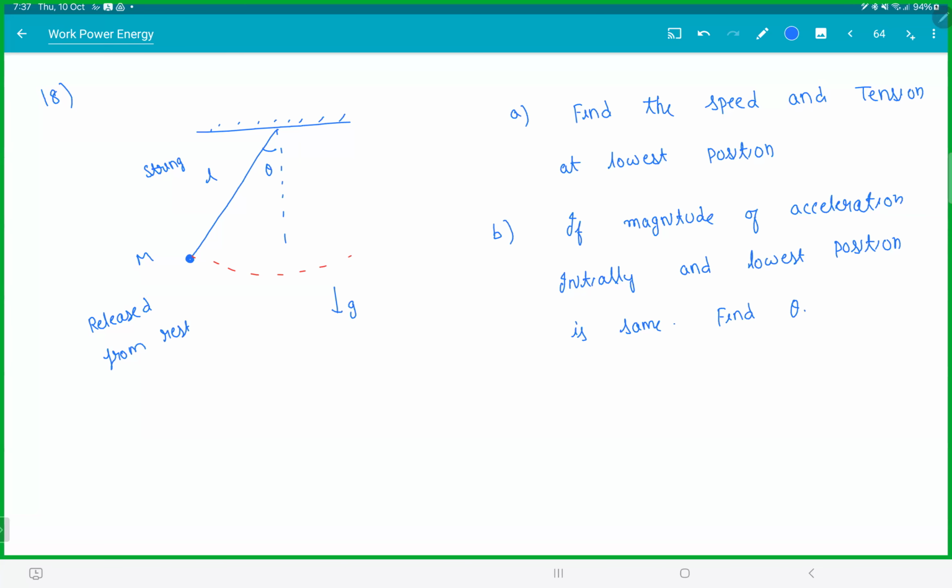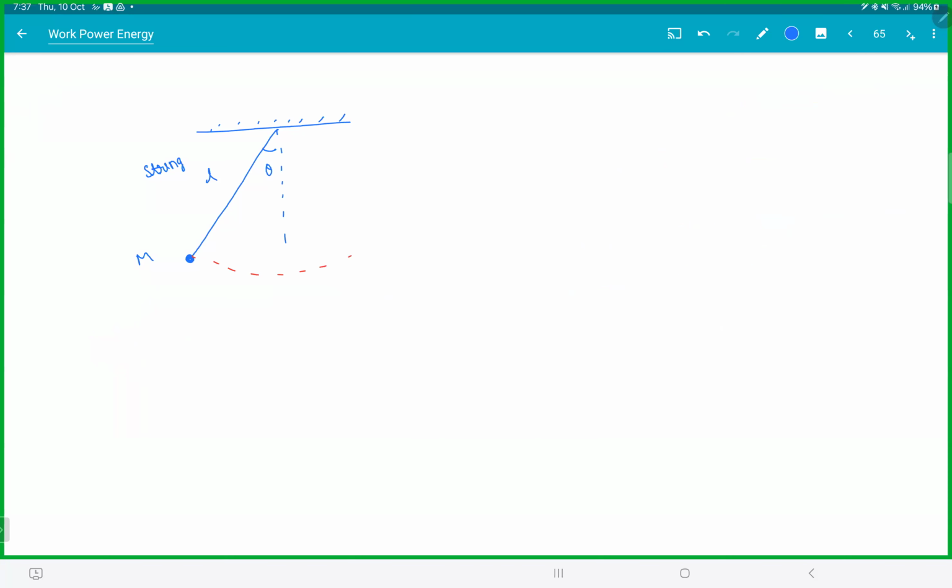Let's see the speed part. Step 1. Define your initial state. Finally, when it comes here to the lowest point, it'll have some speed v. This is my state 2. So from here, if you look at this difference here, that is L. This will be L cos theta. That means this difference will be L into (1 minus cos theta).